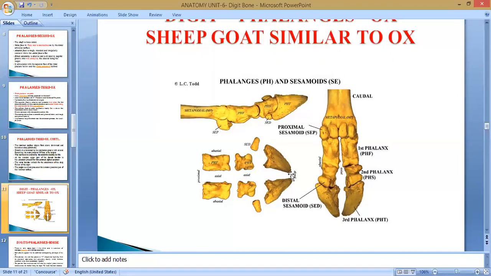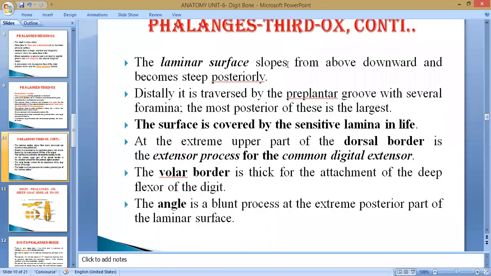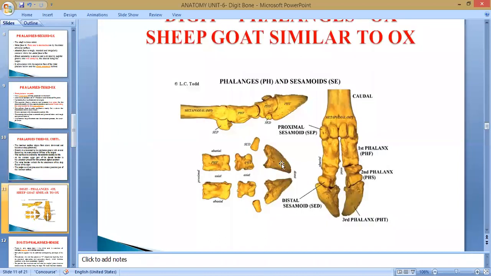The solar surface is wide up to the middle and narrow behind, and anteriorly it is pointed, forming the angle. So the remaining is the lamellar surface. You see here, the lamellar surface is sloped. You see it gradually becomes sloped from here to here. This is the superficial surface, this is the lamellar surface, and this is the solar surface. And this is the interdigital surface. So four surfaces are clear here.